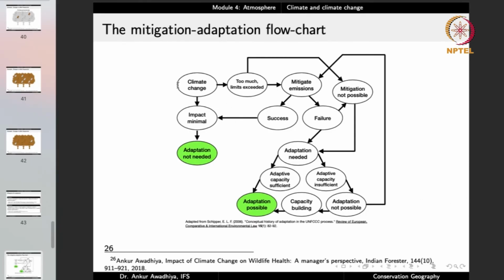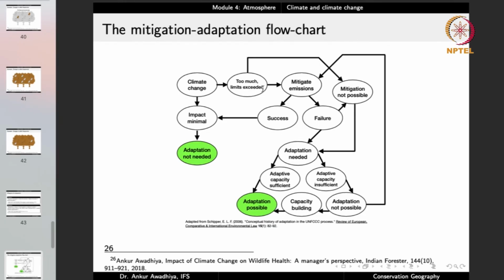And in most of the situations, mitigation and adaptation go hand in hand. So if there is climate change, we make an assessment. If we believe that the impact is minimal, nothing needs to be done. But if the impact is too much, then we can try to mitigate the emissions. That is, we try to reduce the sources of greenhouse gases and increase the sinks. If we are successful here, then again the impact is reduced and so no adaptation is needed.